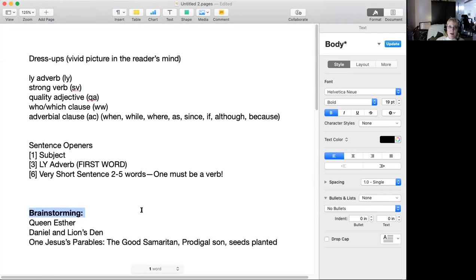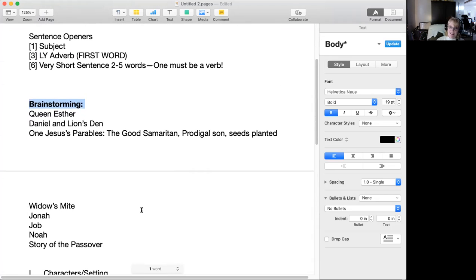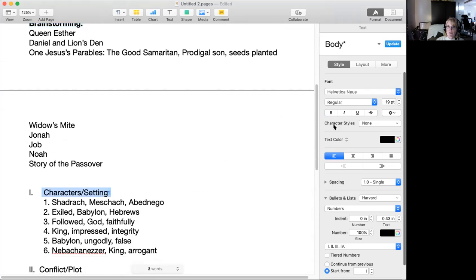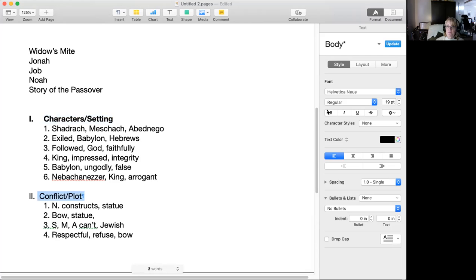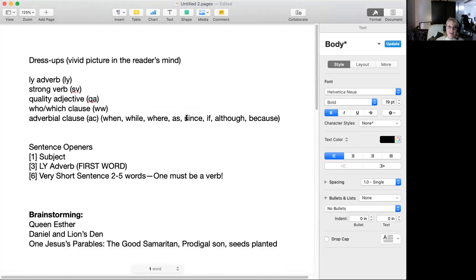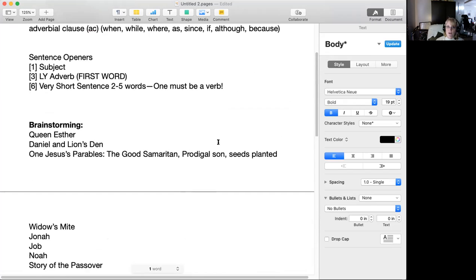Or you can choose a Bible story maybe that you think is not super well known, but that has a great lesson attached to it. You could do it that way. But the important thing is we're wanting you to really follow this structural model, okay? And make sure that you have all the stylistic techniques, including that new number 6 sentence opener. Very short sentence with 2 to 5 words.